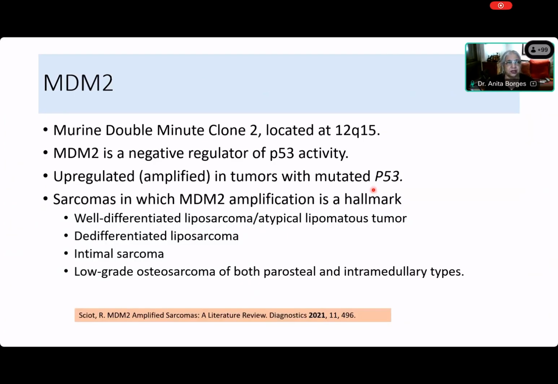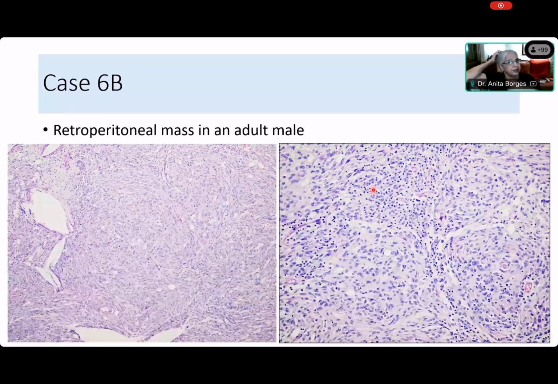So the diagnosis is a dedifferentiated liposarcoma. All right. Now you can find out about MDM2 if you want. And this is the last case. Again, it's a retroperitoneal mass in the adult. And you can see, look at it, it's whirling.